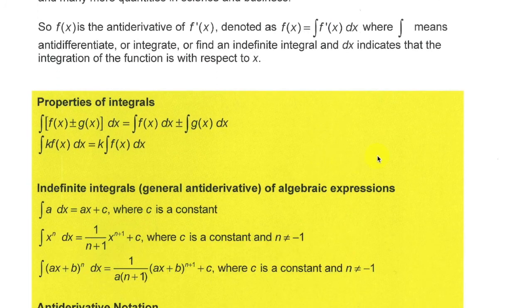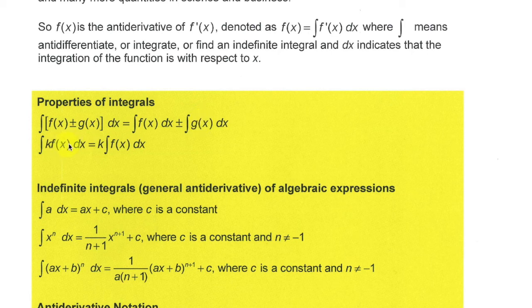Some properties of integrals. So integrals are the words that we use to work out the antiderivative. So if we have the antiderivative of certain terms, then we can break that up. So imagine the antiderivative of x squared plus 6x with respect to x, then we can break it up and just work out the antiderivative of the x squared and work out the antiderivative of the 6x and add or subtract them together.